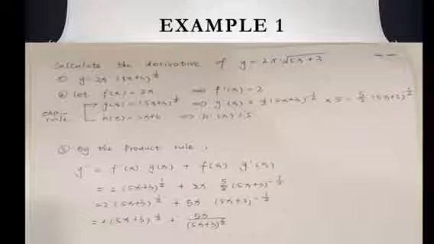The last step, by the product rule, we can get y dash equals f dash x times g(x) plus f(x) times g dash x, equal to 2 times (5x plus 3) to the power of half plus 2x times 5 over 2 times (5x plus 3) to the power of minus half, equal to 2 times (5x plus 3) to the power of half plus 5x times (5x plus 3) to the power of minus half, and finally we can get 2 times (5x plus 3) to the power of half plus 5x over (5x plus 3) to the power of half.